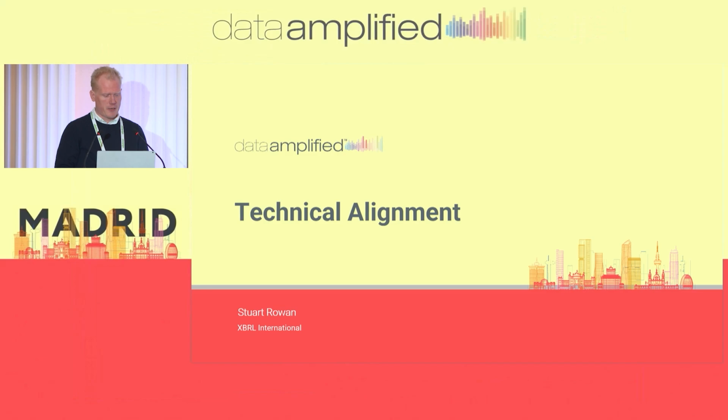Today I'm going to be talking about some of the technical alignment between the sustainability taxonomies we know and have, which are GRI, ESRS, and ISSB. And I will periodically lose my mouse, so bear with me.